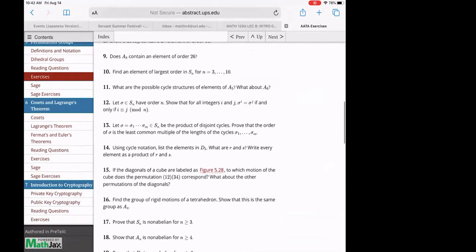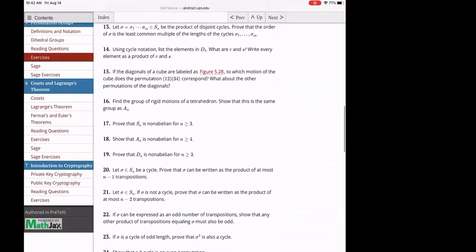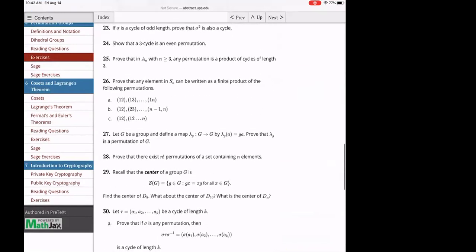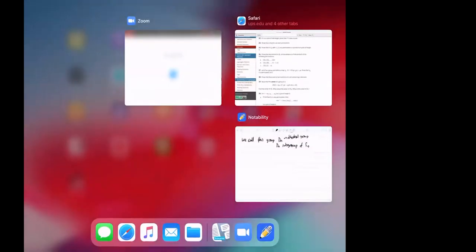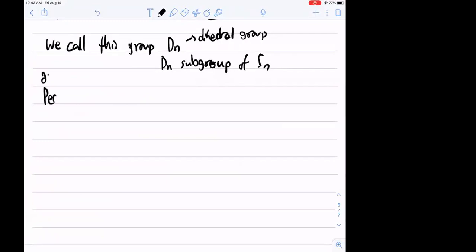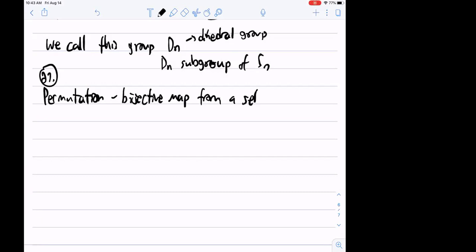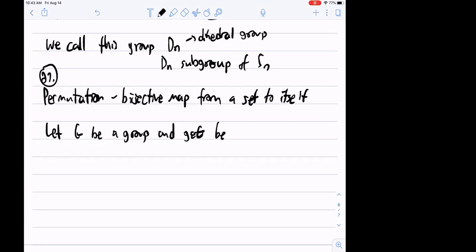I remember there was a question about, yeah, let's do 27. So recall a permutation is a bijective map, right? So number 27. You can think of it as a bijective map from a set to itself. So what they say is: let G be a group and let g in G be an arbitrary element.